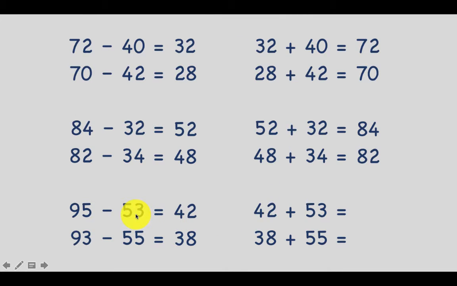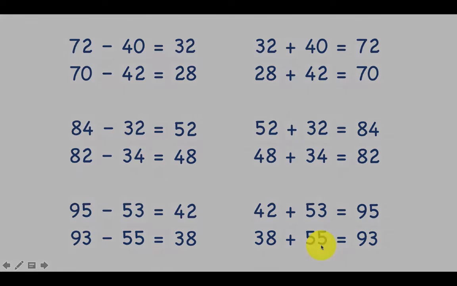When we subtracted 53 from 95, we did not need to regroup in order to obtain a difference of 42. So if we add 42 and 53, we will not need to regroup in order to obtain a sum of 95. When we subtracted 55 from 93, we were subtracting 5 ones from 3 ones, which meant we needed to ungroup a 10 to obtain a difference of 38. So if we add 38 and 55, we will need to unitize a 10 when we add 8 ones and 5 ones in order to obtain a sum of 93.